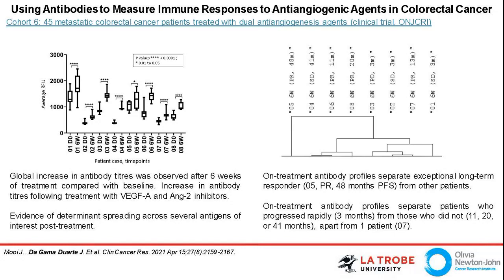And interestingly, when we did some clustering analysis, there was one patient that was an exceptional long-term responder. And interestingly, he separated really nicely from all the other patients, which meant that we could actually predict this patient as being different to all the others and as having a good outcome. And this was probably one of the first indications that we received that we could predict treatment outcomes with some agents, and not just your classic immunotherapeutic agents, but also anti-angiogenic agents. Similarly, we could actually also predict patients that progressed rapidly at 3 months versus those that did not. And only one patient really didn't follow this line.